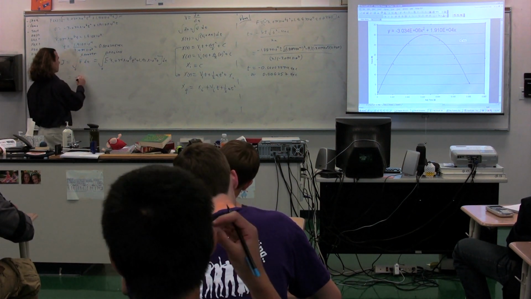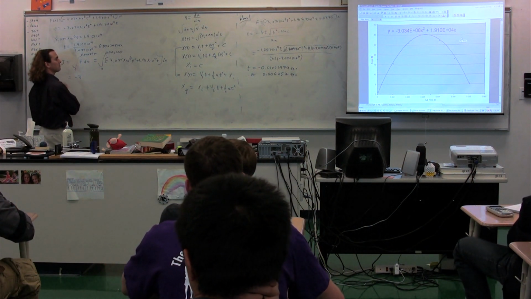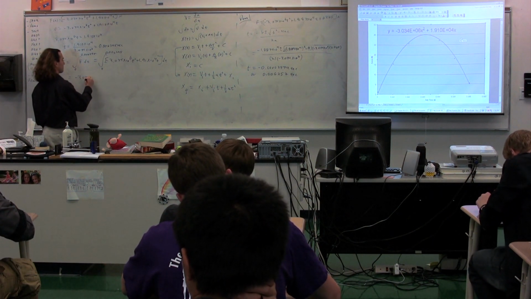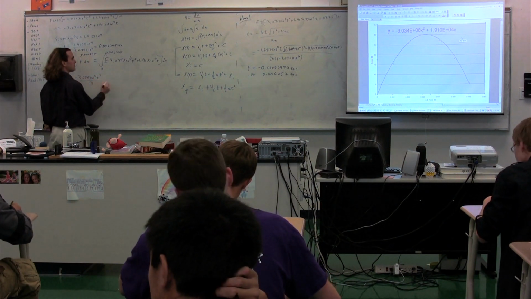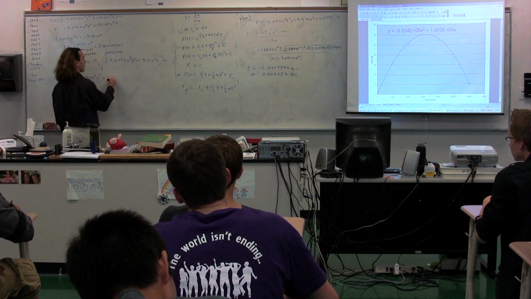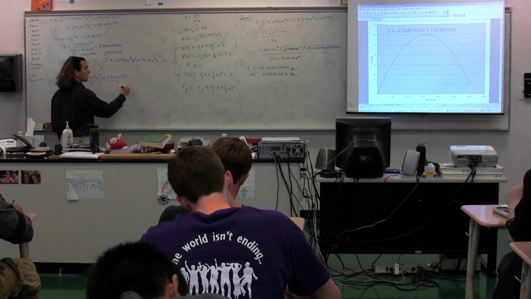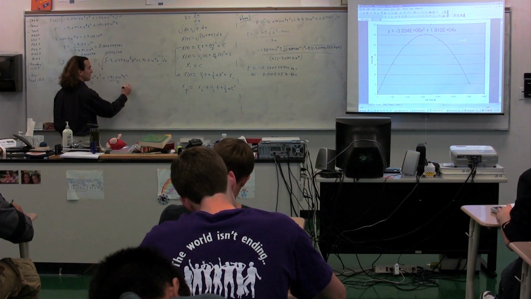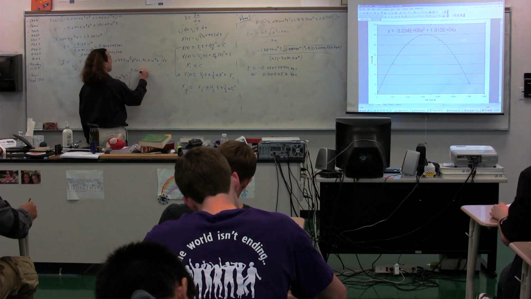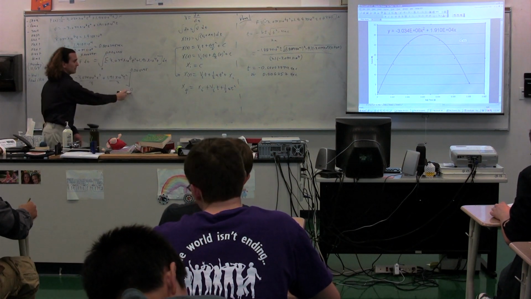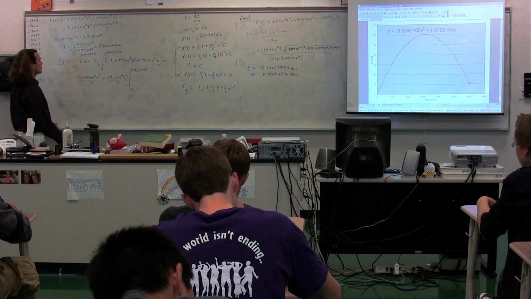Negative 3.034 times 10 to the 6th times t cubed over 3. Actually, the limits are the reverse. Remember, this is the initial, this is the final. So it's from 0 to 0.006295.